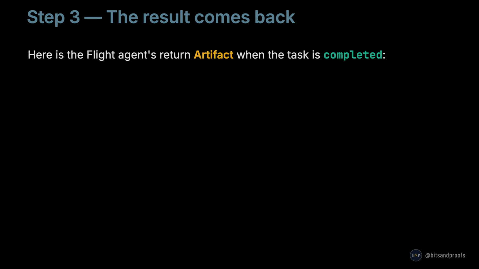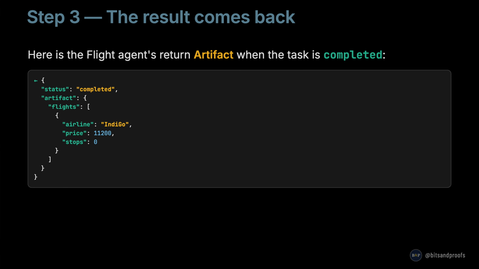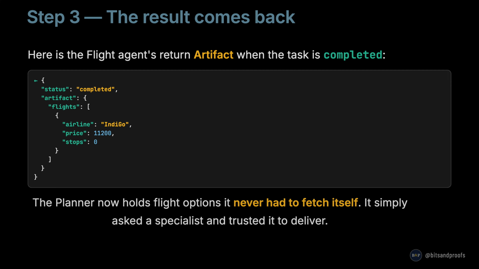Step 3, the result comes back. When the task is completed, the flight agent returns an artifact. That is the finished output. Here it is. A status of completed and an artifact holding the flights it found. One option from Indigo, 11,200 rupees, non-stop. The planner now holds flight options it never had to fetch itself. It simply asked a specialist and trusted it to deliver.